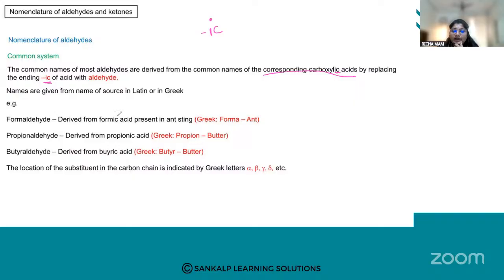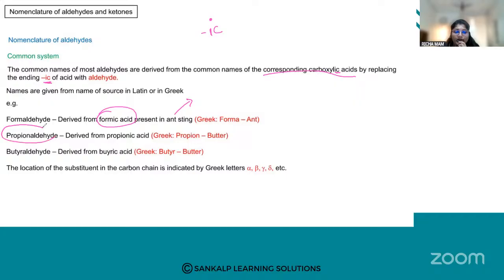It is derived from formic acid, which is present in the ant sting. When an ant bites, you get that red color. Why? Because at that time the ant ejects its sting, and the sting enters the place where the ant has bitten. At that time it releases formic acid. So formaldehyde is derived from formic acid.